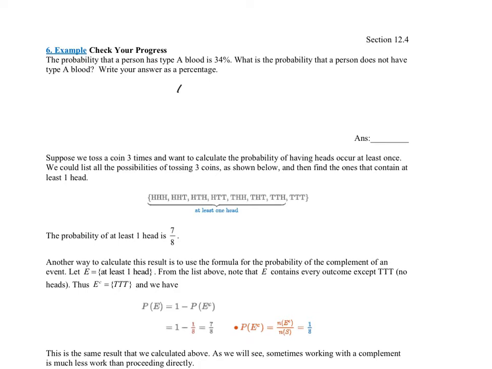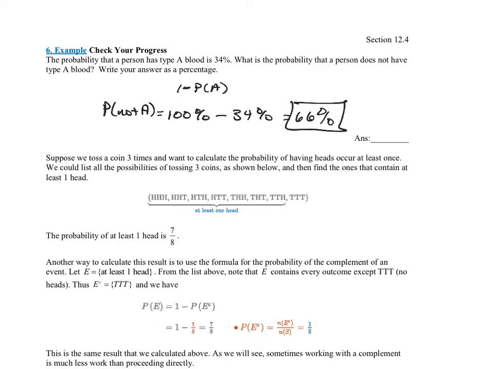Instead of doing 1 minus the probability of having type A, in this case we want it as percentages. So this would be 100% minus the probability of having type A, which would be 34%. Again, this is the probability of not having A, which is a total of 66%. Write your answer as a percentage. We did. We're good to go.